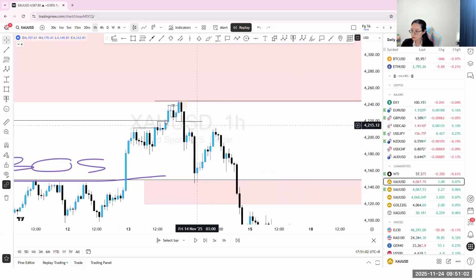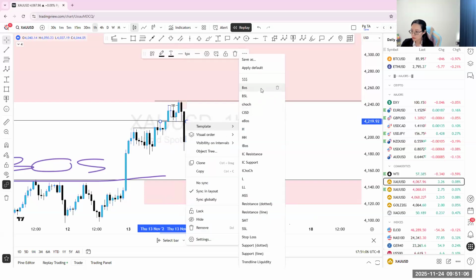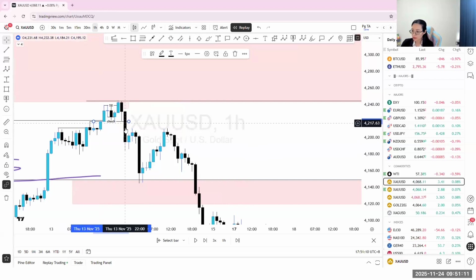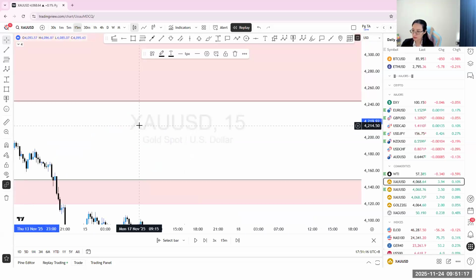You could go back to the H1. What do you see? You will see this imbalance, right? Price closed below this level. Okay, and go back to the M15 again.